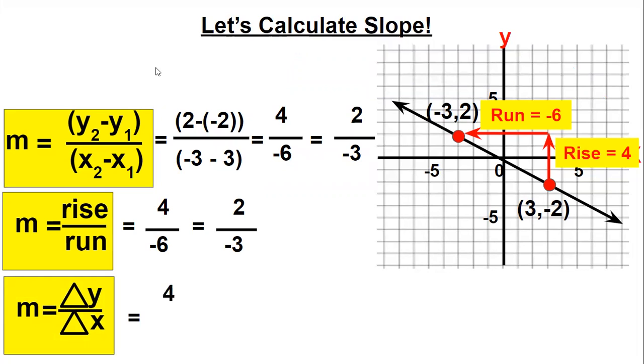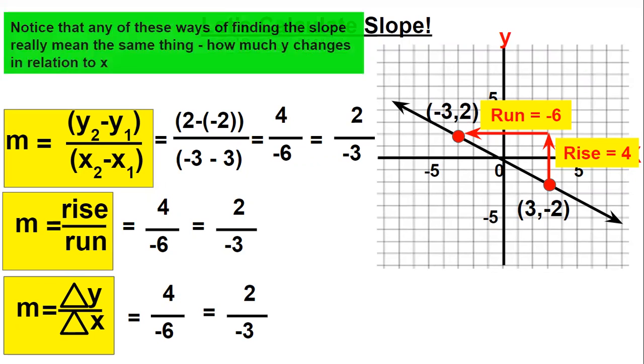So the change in y is 4 units. It goes from here to there. And then the change in x is from here to there, so like this distance to that distance. 4, -6. Reduce it down, you get -2/3. Same thing, just a slightly different way of saying the same formula.